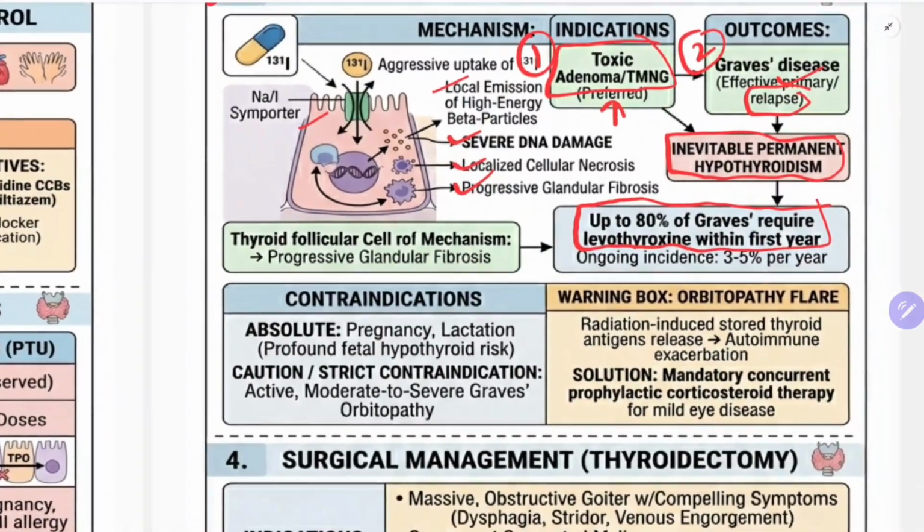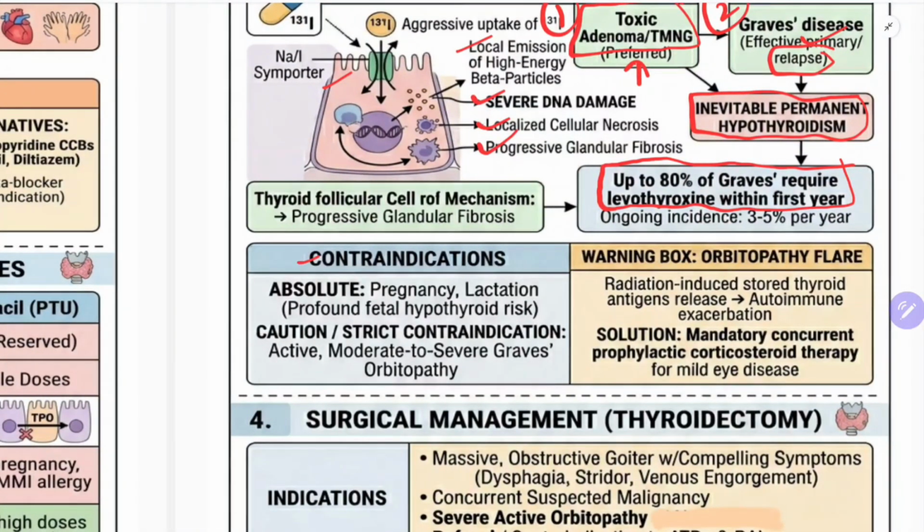Okay. Now, what are the contraindications of radioactive therapy? The absolute contraindications are pregnancy and lactation, because there is a risk of fetal hypothyroidism. And active, moderate to severe Graves' orbitopathy. This is also a very important thing. Active eye disease, and that too moderate to severe, is a contraindication for radioactive iodine therapy. So, warning box: orbitopathy flare.